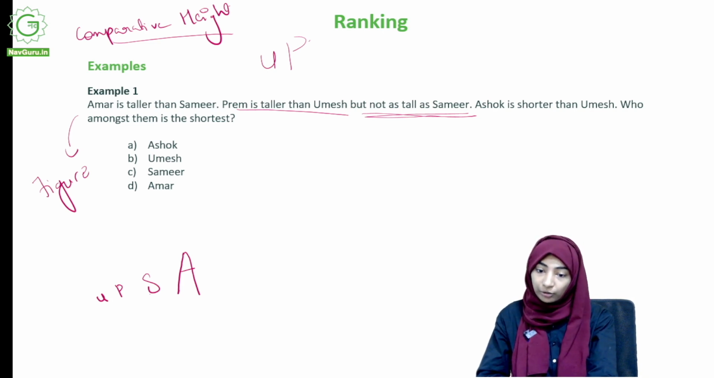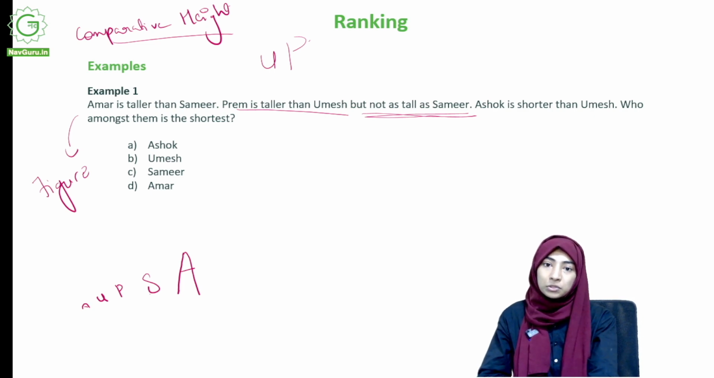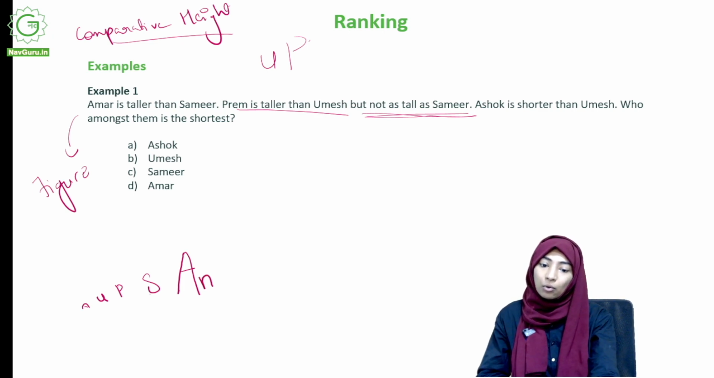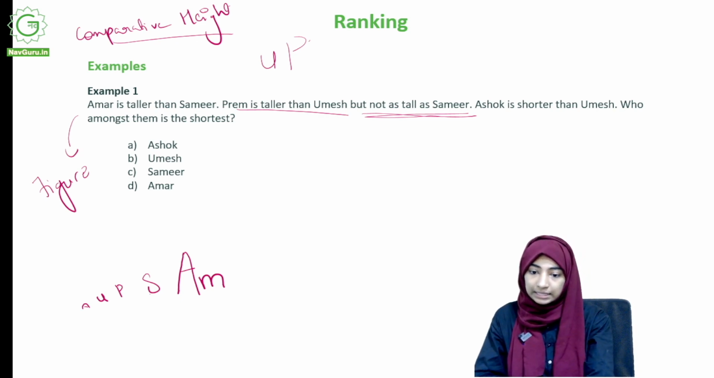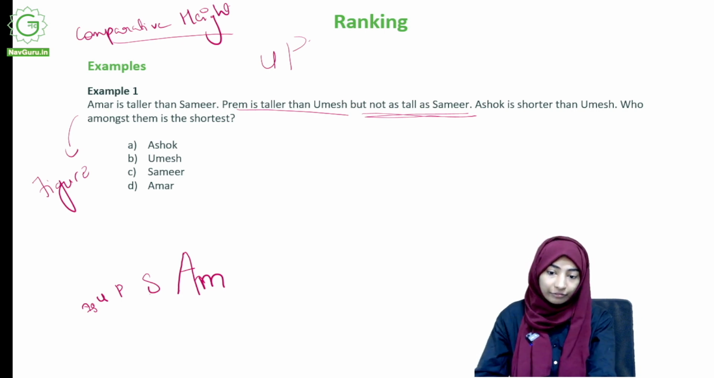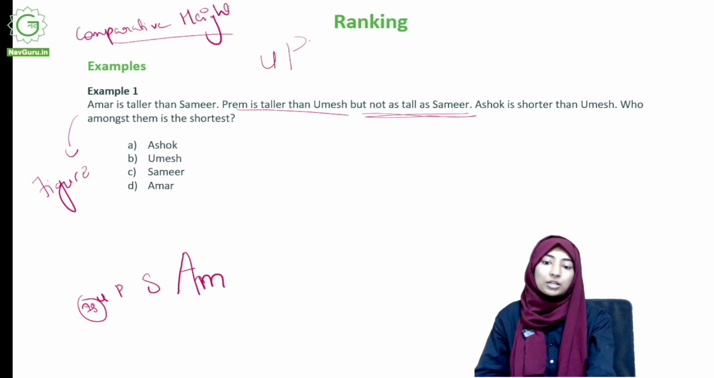Ashok is shorter than Umesh. So I draw another smaller A. Now I might get confused between these two A's, right? So whenever you repeat a letter, give something more so you can differentiate. I give AM here since it's Amar, and AS here for Ashok. Just draw it together so that you don't get confused. Who amongst them is the shortest? Now you don't have to do anything, just look at the figure: Ashok is the answer, right?